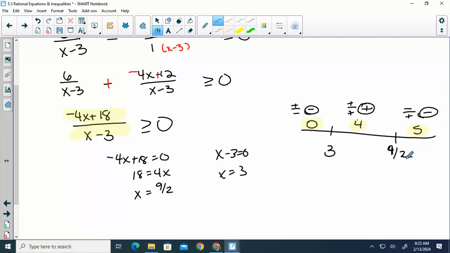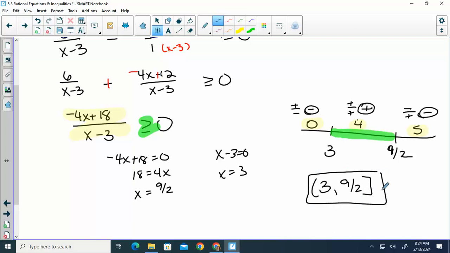Which ones did we want? Positives, greater than is positive. Okay, equal to means bracket. Which one can have the bracket? The 9 halves can, the 3 cannot because it came from the denominator. So it's everything between 3 and 9 halves. Any questions?